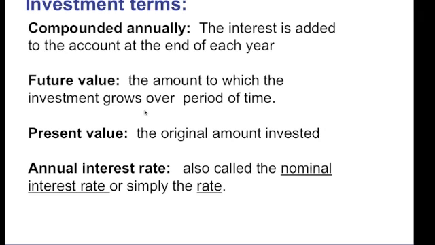This series of videos will be about Section 5.5, exponential functions and investing. First, we need to make sure we know some investment terms. Compounded annually means the interest is added to the amount at the end of each year. The future value is the amount to which the investment grows over a period of time.